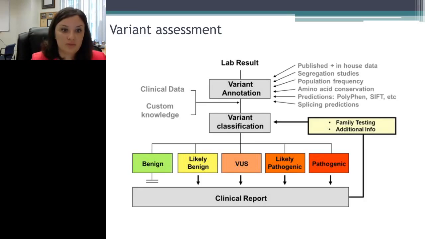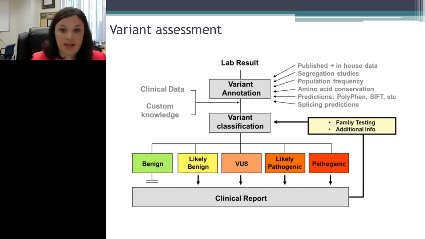I'm going to talk a little bit more about the criteria that we use to provide these variant classifications that I've described below. But in general, we have the 5 variant classification categories that have been proposed by the American College of Medical Genetics and Genomics.